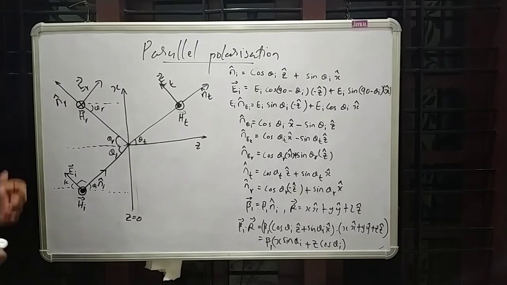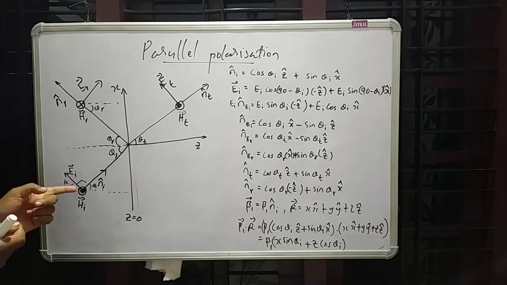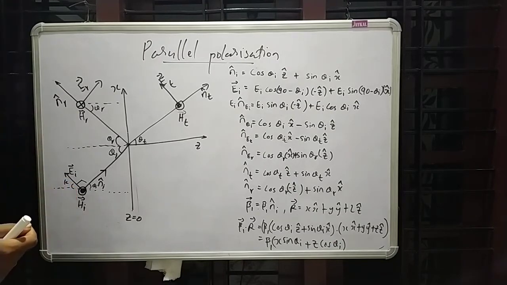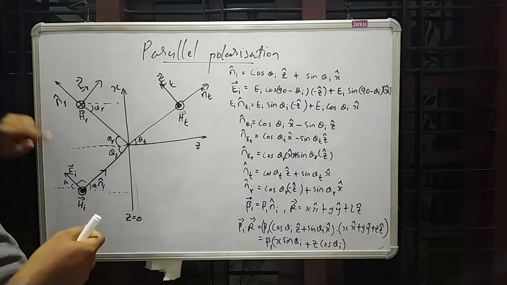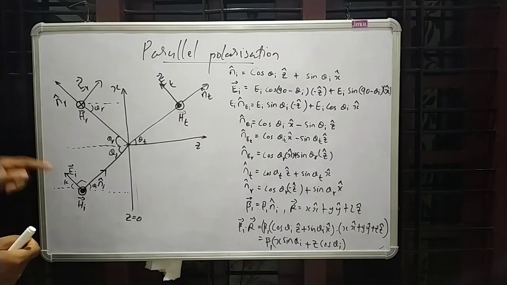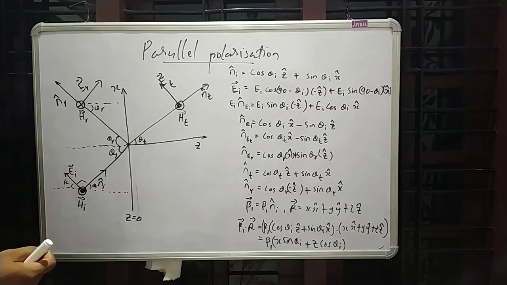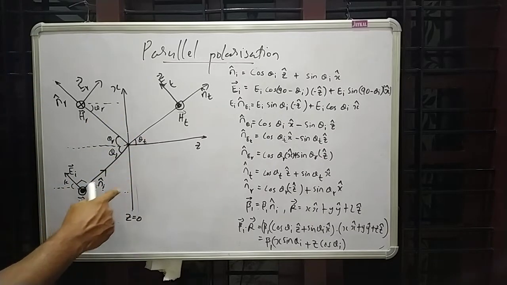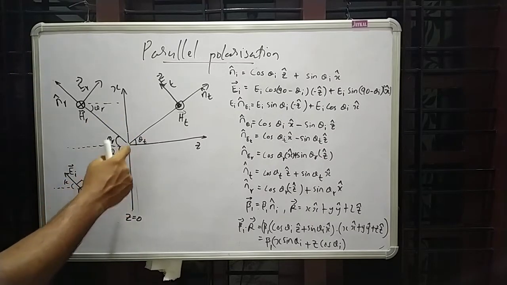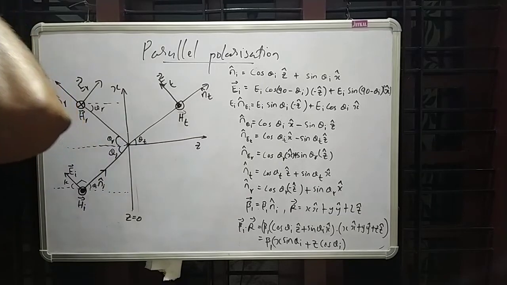Actually, we have been discussing oblique incidence at a plane dielectric boundary, and we have discussed perpendicular polarization, that means the electric field vector is perpendicular to the plane of incidence. And here we are going to discuss parallel polarization, that is, the electric field vector is parallel to the plane of incidence. This is the plane of incidence where the incident ray, reflected ray, and transmitted ray lie.